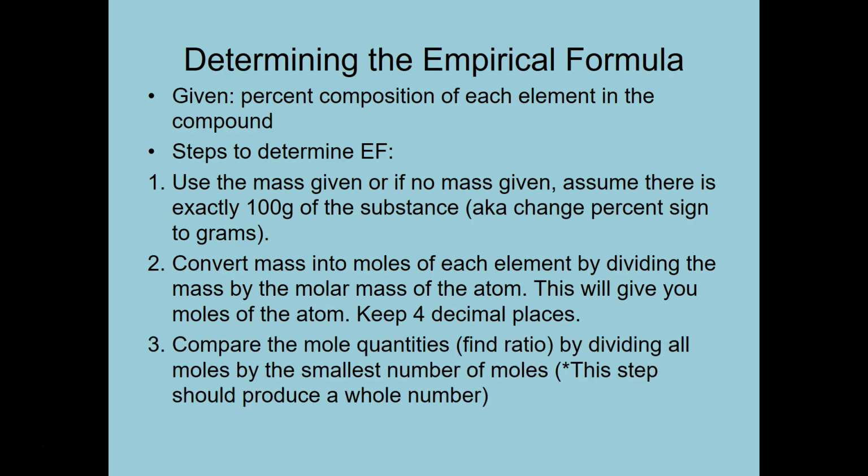You're going to compare the mole quantities and find the ratio by dividing all the moles by whatever the smallest number of moles is. This step should produce a whole number. Like I said, you might end up with like 1.99 and that rounds up to 2, but if you end up with like 1.5, you're going to have to multiply everything by 2 to get them all to whole numbers. And then you're going to use the ratios from step 3 as your subscripts.